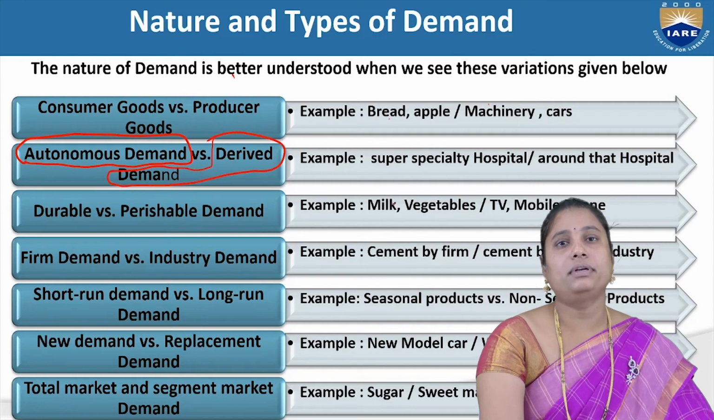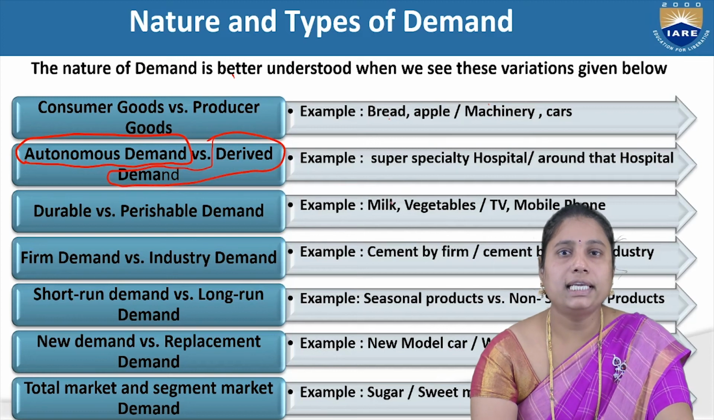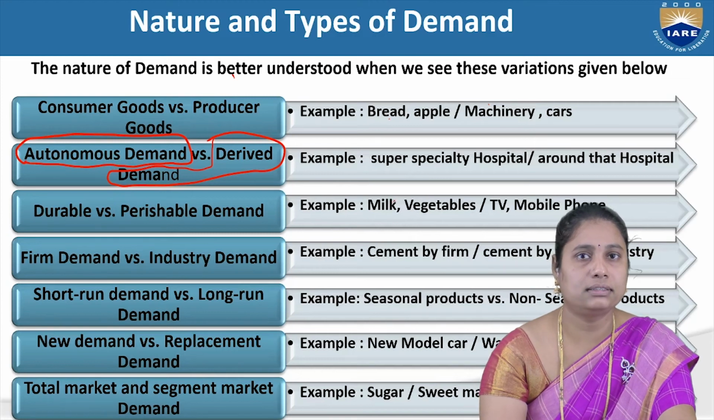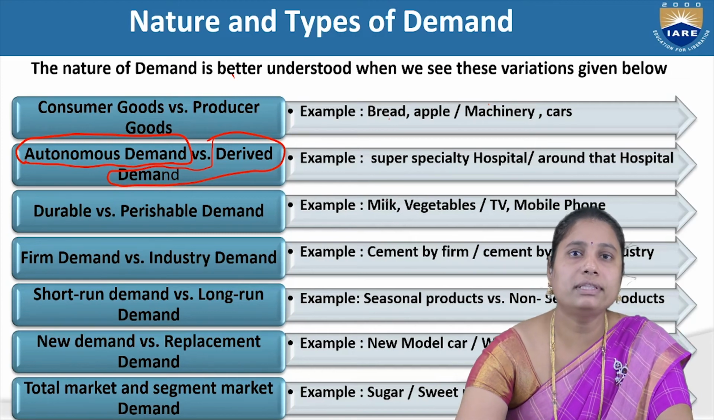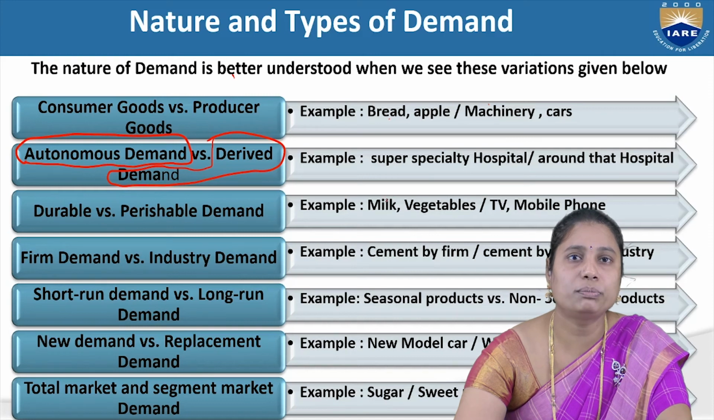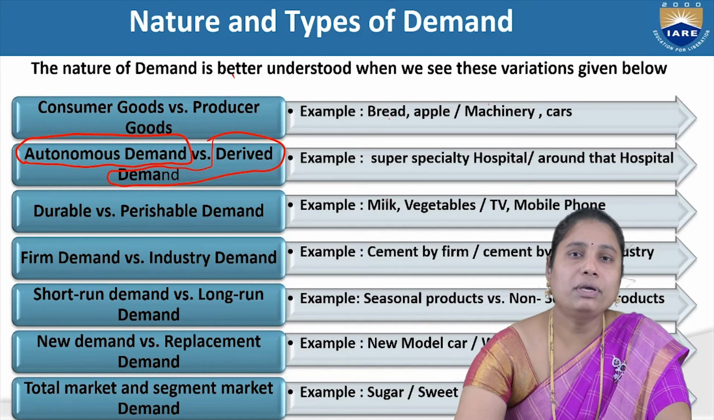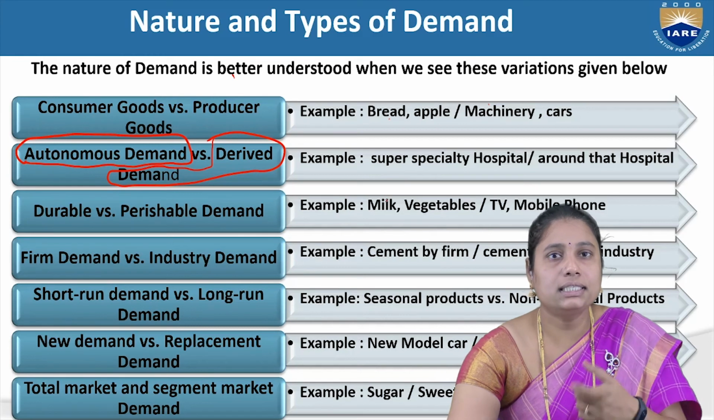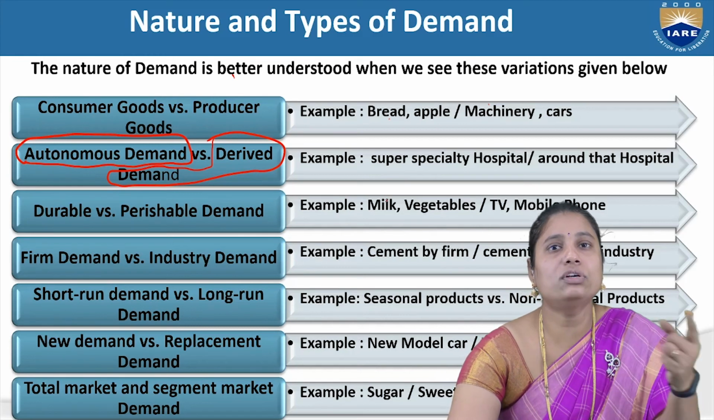For example, we can see TVs, mobile phones along with electronic gadgets and mobile phone accessories. Mobile phones have independent demand. Every person wants to purchase a mobile phone. Because of the mobile phone, we require internet consumption and mobile phone gadgets like pouches and screen guards. These have demand only because of the mobile phones.